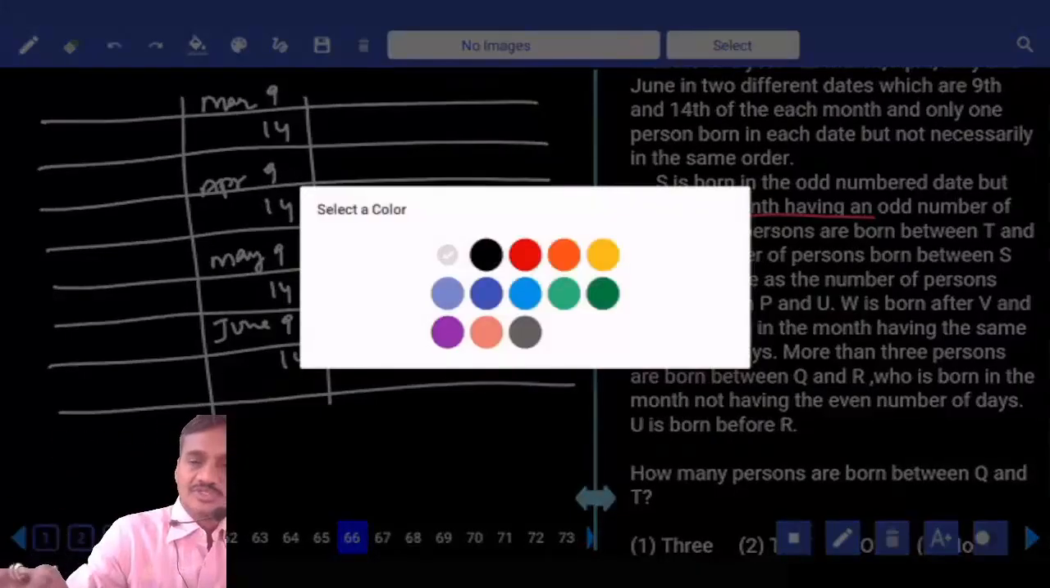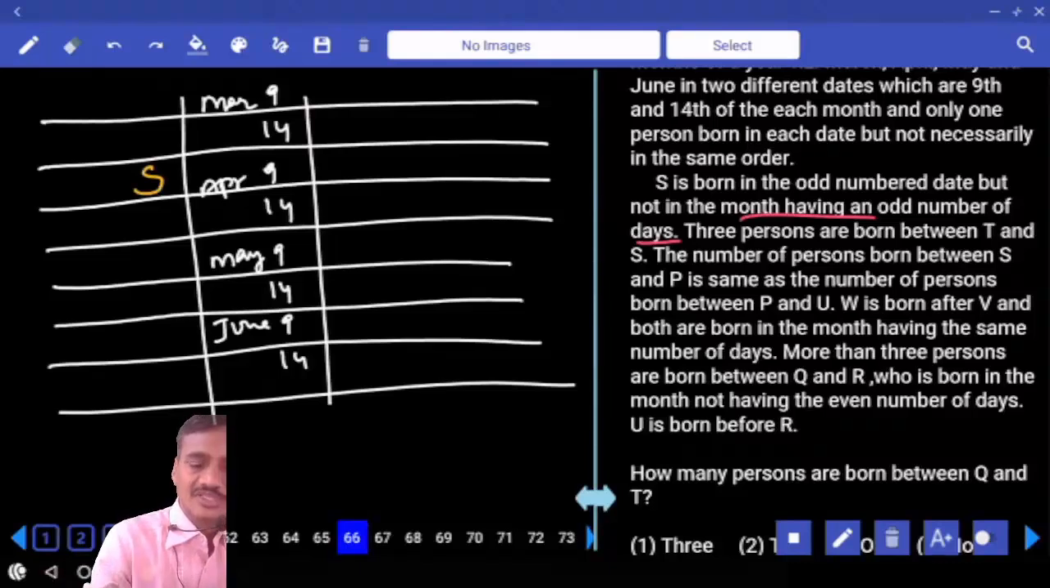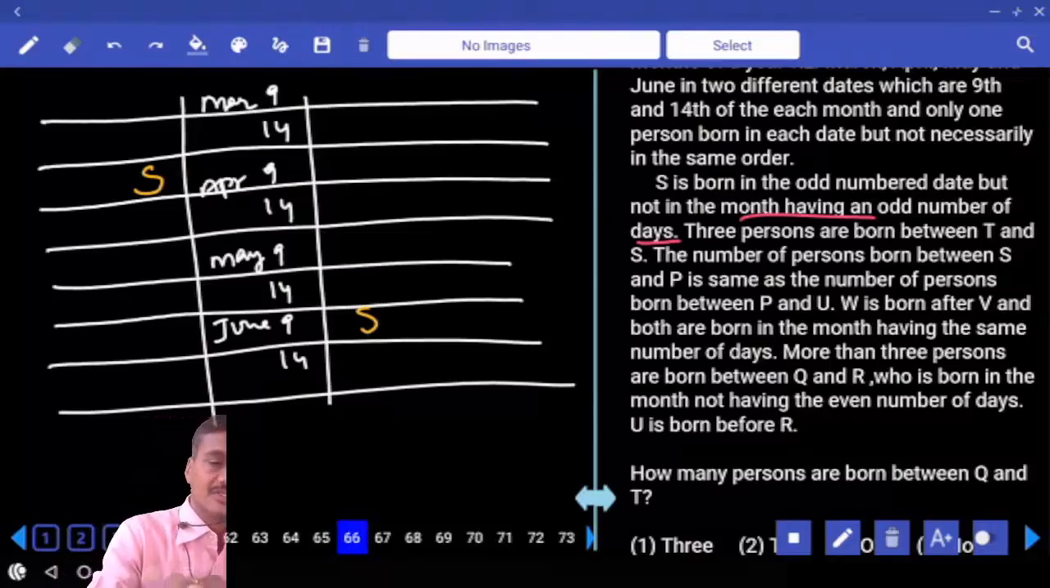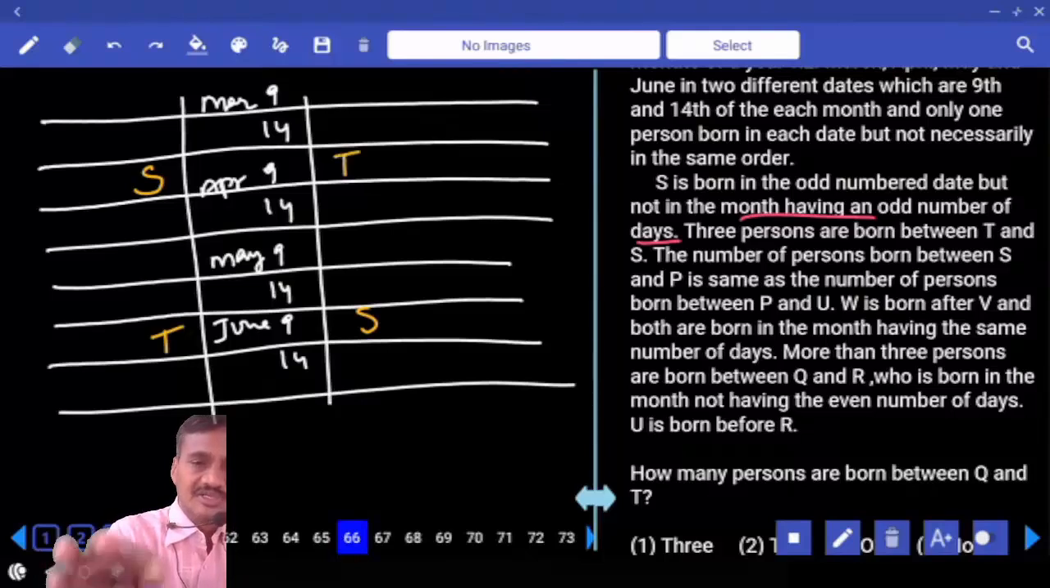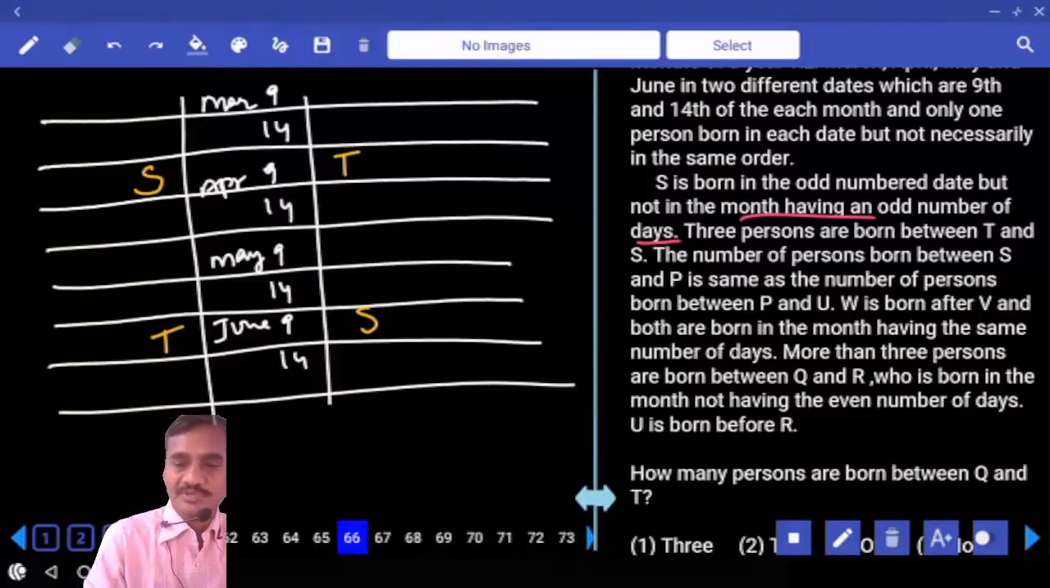So how many possibilities do we have? 2 possibilities. And out of which S is an odd number date. S is 9th April or 9th June. And there now 2 possibilities for this, as 3 persons between T and S: 1, 2, 3, T is here. And in the second case 3 persons between T and S, T is here.